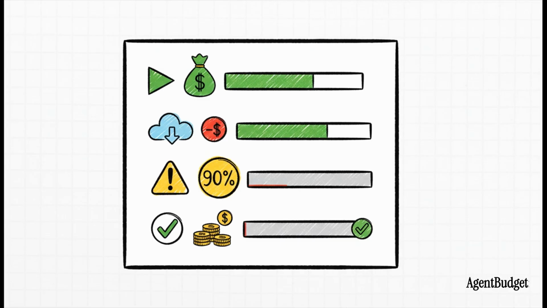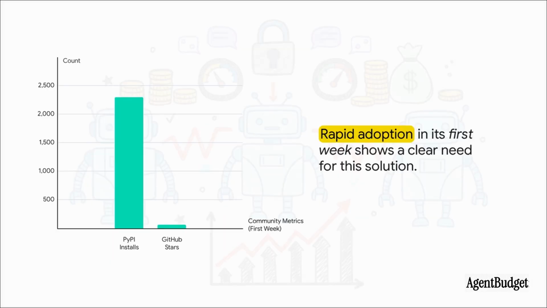And this is what that control actually looks like in practice. For every single session, you get this beautiful, structured log. You can see right here, the session starts with a $5 budget. Then every LLM call gets logged with its exact cost. You get that soft limit warning at 90%, and then you see the final report. It's just complete visibility.